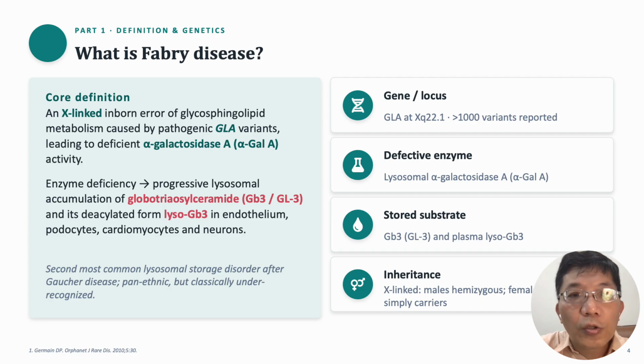Two teaching points. First, Fabry disease is, after Gaucher disease, among the most common lysosomal storage diseases. Second, please emphasize to your trainees that because it is X-linked, males are hemizygous and typically more severely affected, but females are not simply asymptomatic carriers. Owing to random X inactivation, a heterozygous woman can be as severely affected as a man.